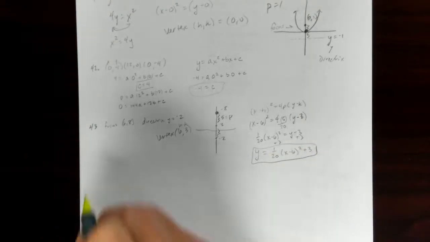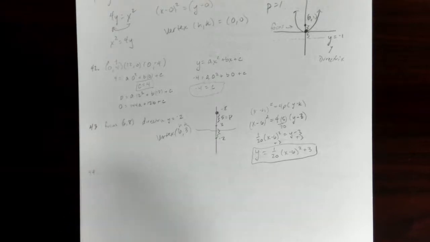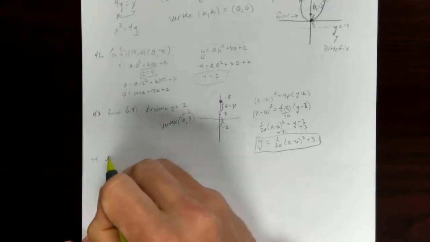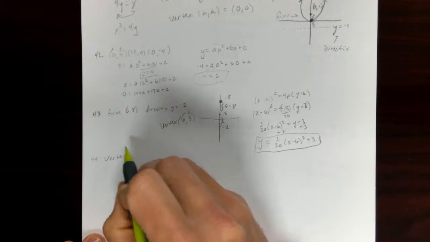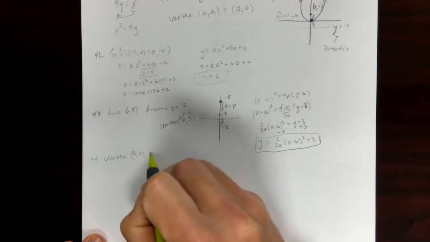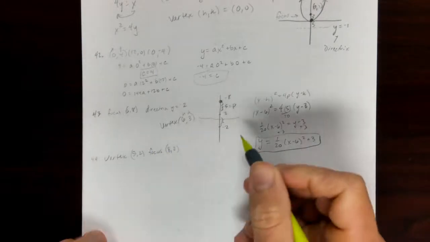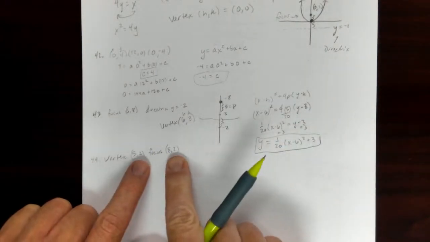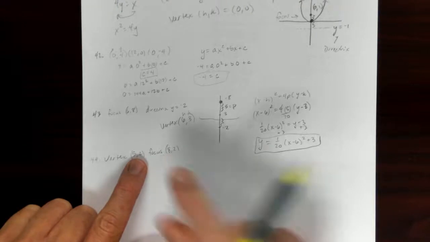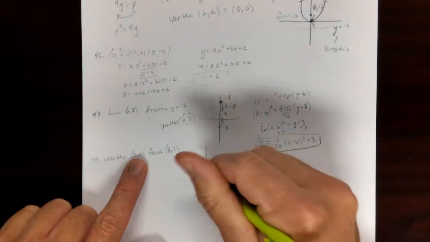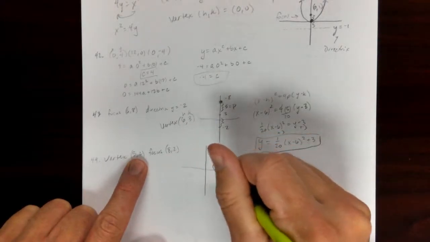Alright, moving on to number 44. Okay, number 44, it says we have a vertex at (5, 2), and we have a focus at (8, 2). Alright, now let's look at what changed. The y value didn't change here, the x value changed. So this is a parabola that opens horizontally.